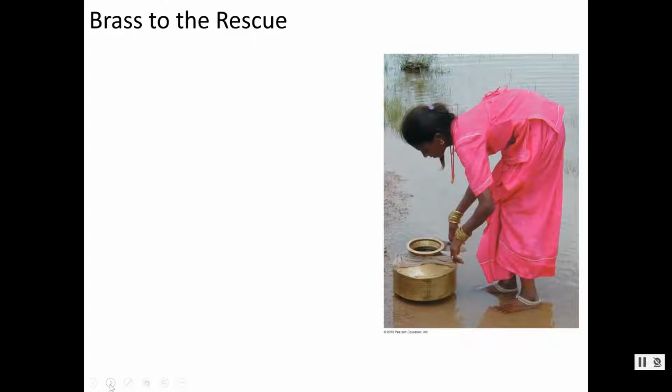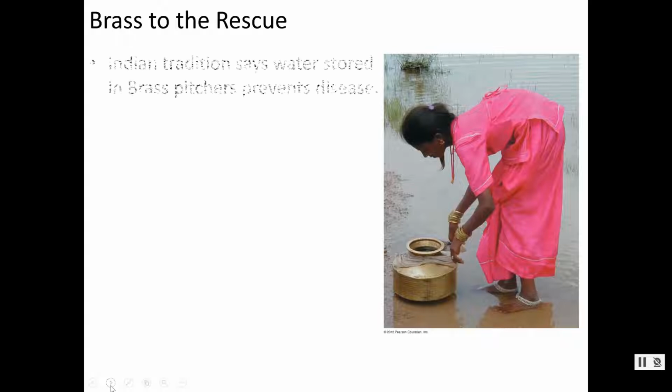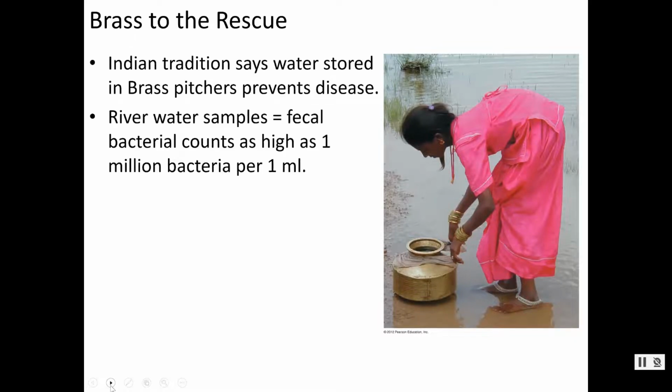Let me do another one. Brass. Let's talk about some metals. There is a tradition in some areas where they always gather water in these brass containers.